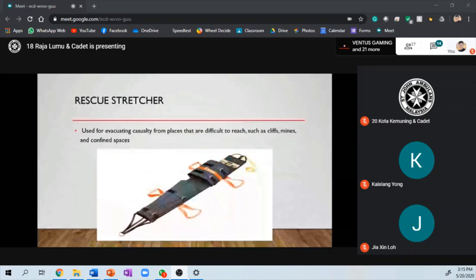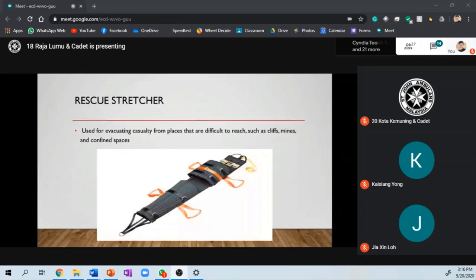So now we move to the last one, which is the rescue stretcher. This kind of stretcher, we only use for evacuating from places that are difficult to reach, such as cliffs, mines, and confined spaces. For example, you fall into a deep hole and your hand and leg are broken, even your neck is also injured.